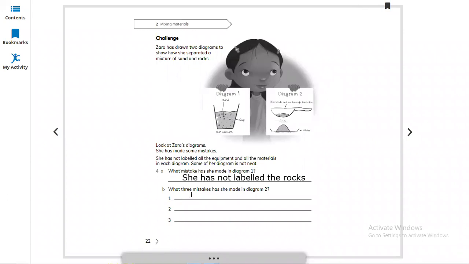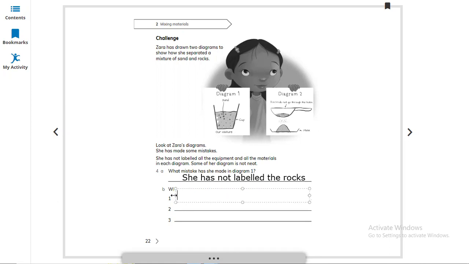After this, what three mistakes has she made in diagram 2? In diagram 2, you can say first of all, she hasn't labeled the sand. There is no name for the sand or the sieve, and her drawing of the sand on the plate is not clear. Her drawing of the sieve is also not neat. You can see here it's not neat. So we can make three mistakes.